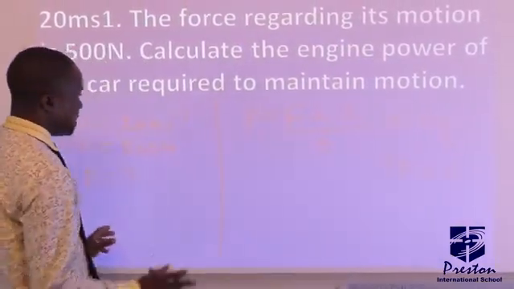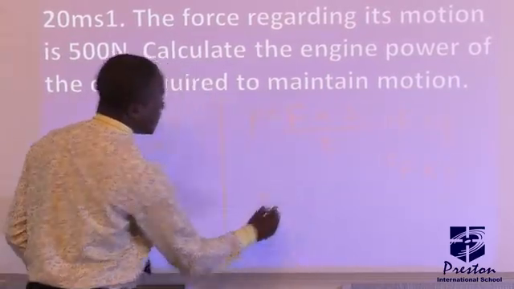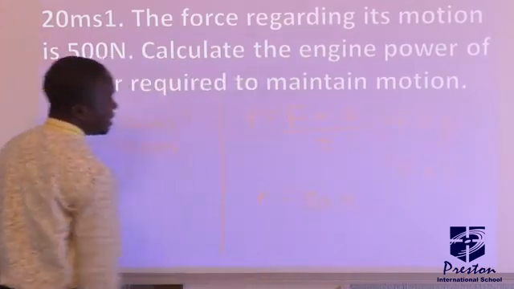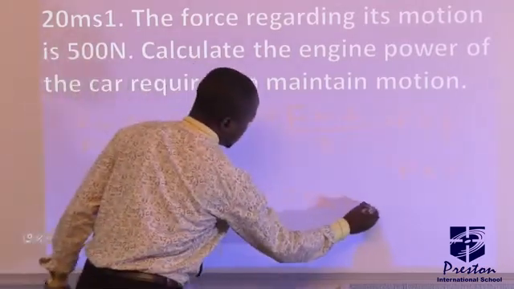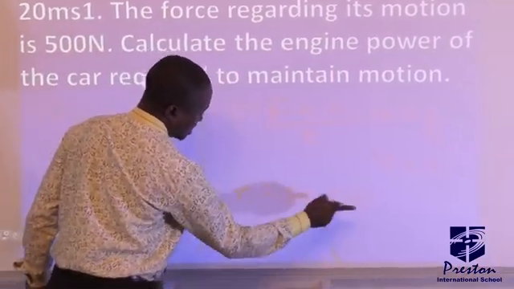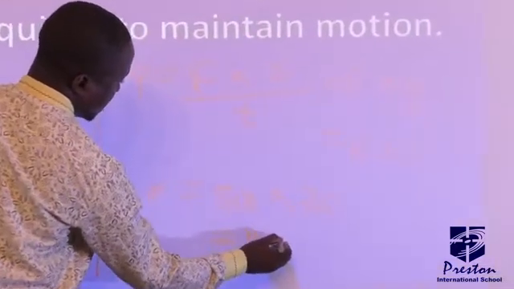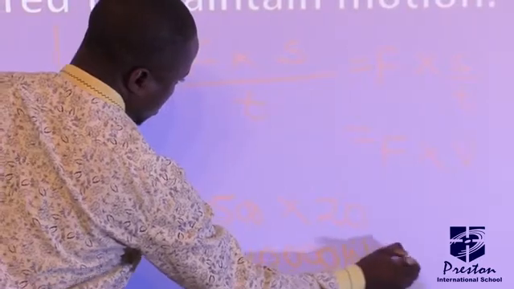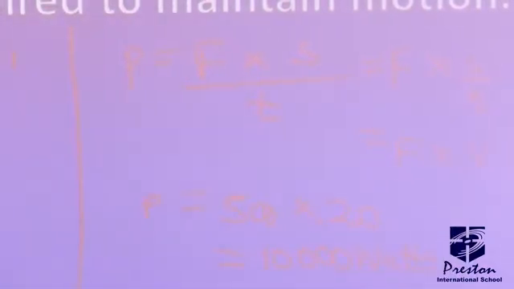So very simple. The next thing to do is just plug in the values. The force is 500 Newton times the speed, which is 20 meters per second. By the time you multiply them together, you have 10,000, and the unit is watts. 10,000 watts. So this is the end of the class for now.